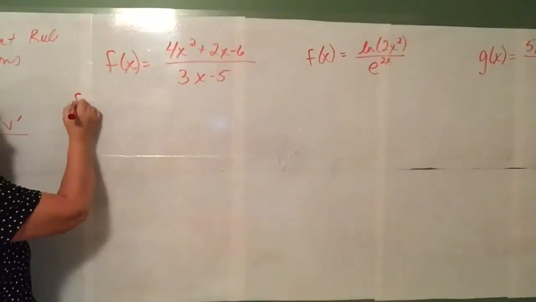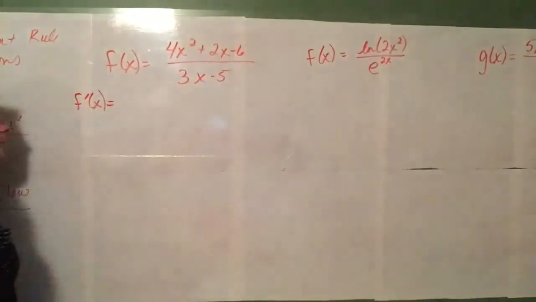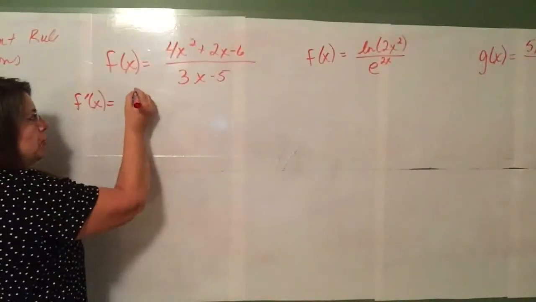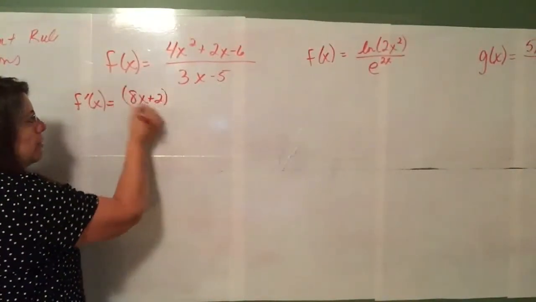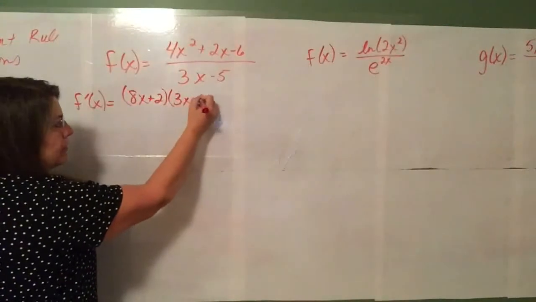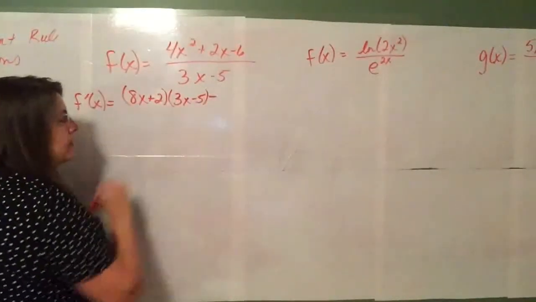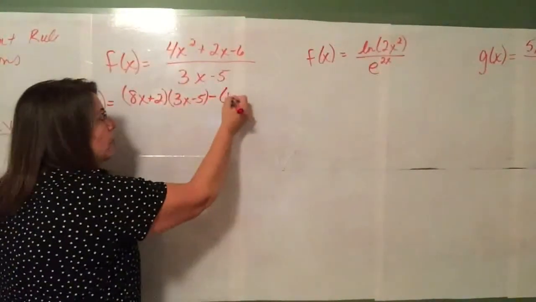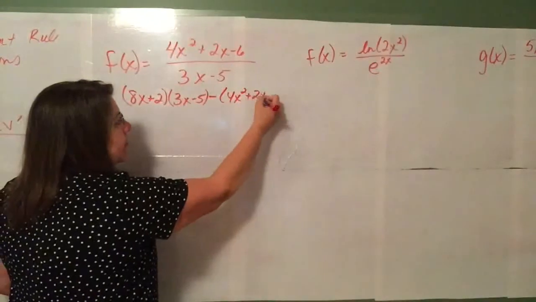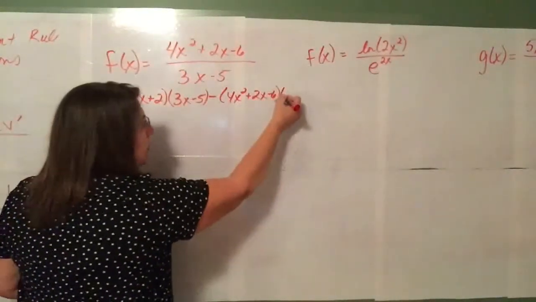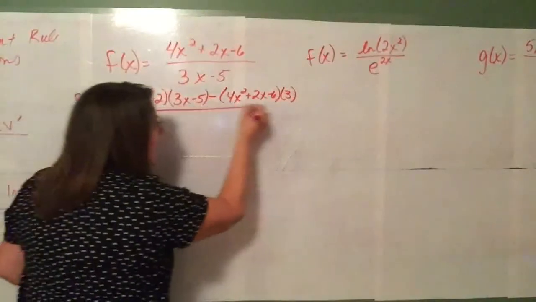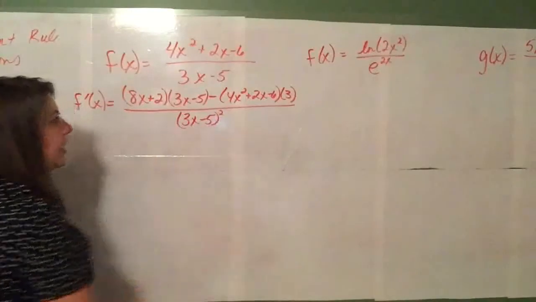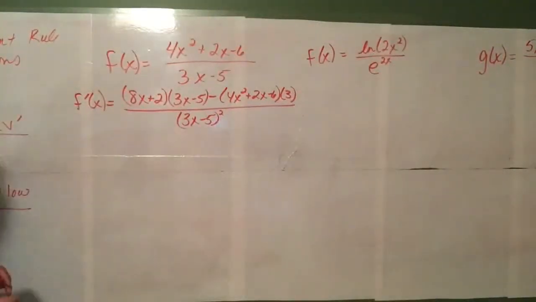So knowing that, if we take the derivative of this, well, it's low times derivative of high. So the derivative of the numerator is 8x plus 2. We're going to multiply that by the original denominator, 3x minus 5, minus high d low, the original high, which is 4x squared plus 2x minus 6 times the derivative of the bottom, 3. And then we can't forget that we have to take that bottom and square it. Not the derivative of the bottom, but just the original bottom.